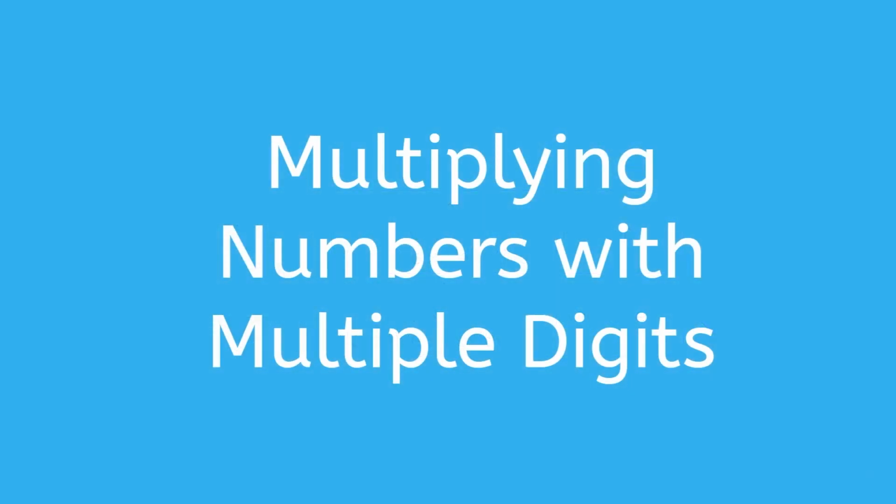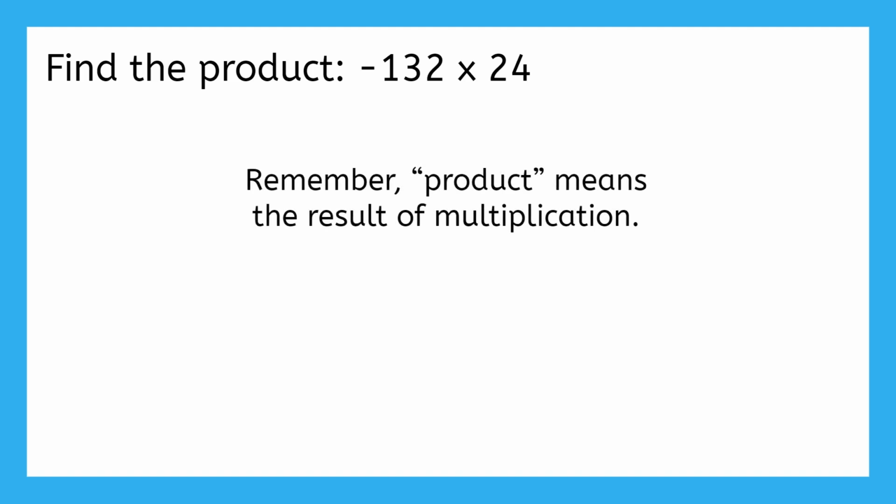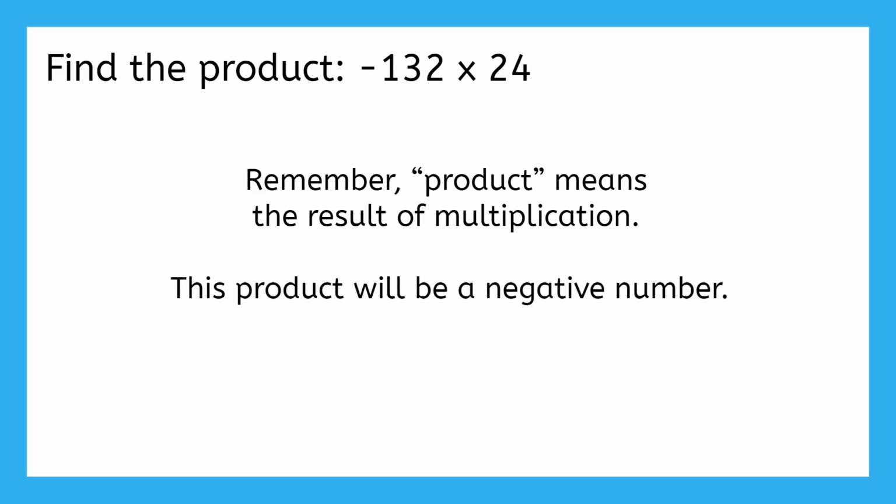Now that you know the rules for multiplying with negative numbers and why the rules are true, let's review how to multiply numbers with more than one digit. Okay, we are going to find the product of negative 132 and 24. Remember that a product is the result of multiplication. You probably don't know this answer yet, but you know if it's going to be negative or positive, don't you? Right. The product will be negative.